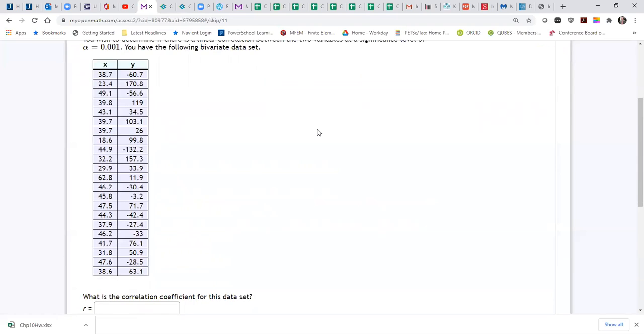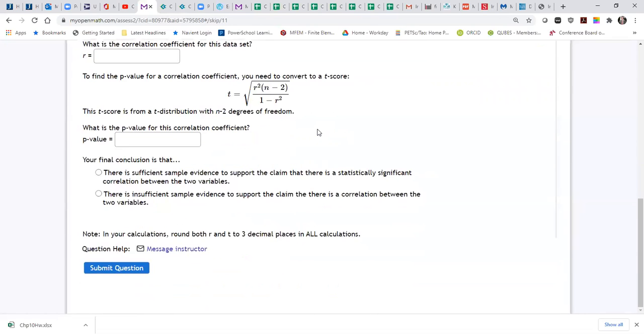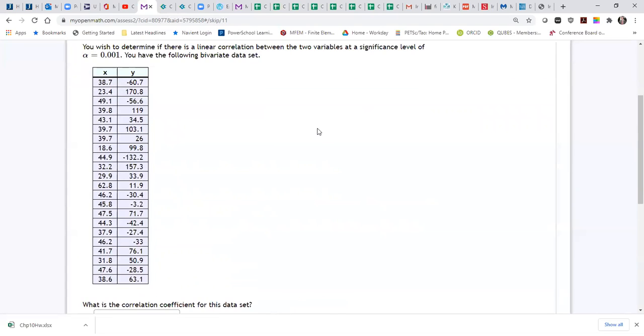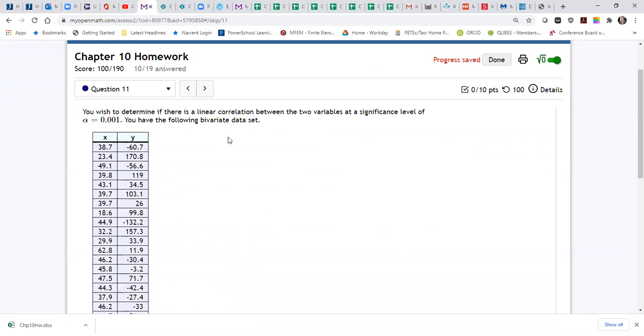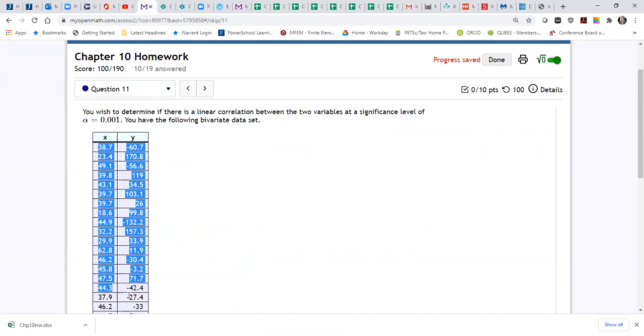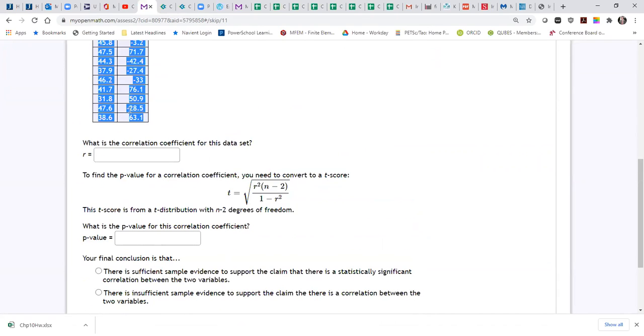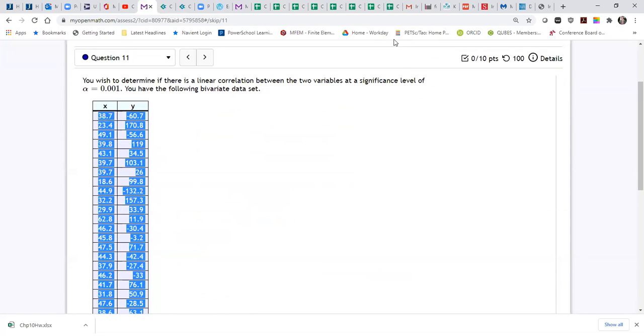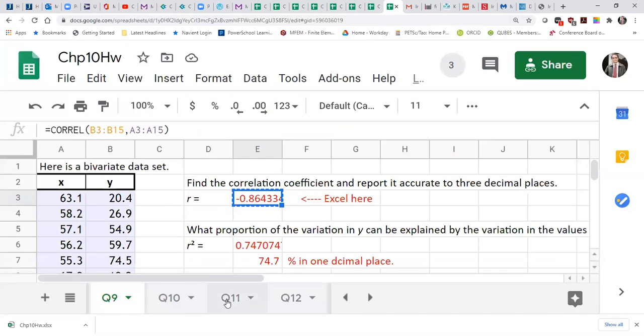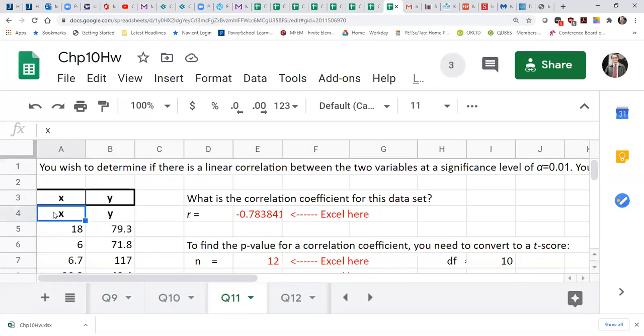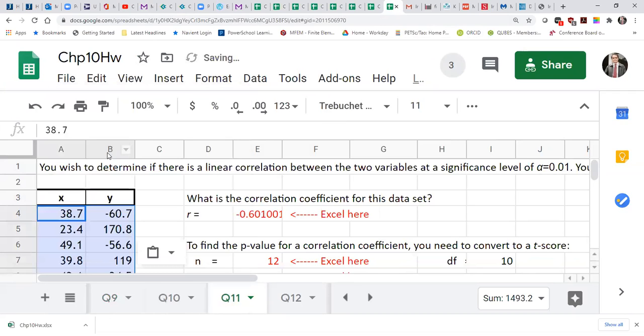Okay, let's see number 11 here. Number 11 is determine if there is a linear correlation between the two variables at significant level 0.001. So the same thing, you just need to copy this. Right click, copy, and then paste it to the example number 11. Just put it here, right click, paste it.